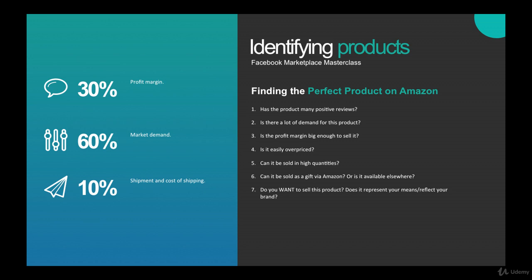So I want to give you 7 questions that I want you to answer. I want you to ask yourself these questions. And if you answer these questions, you will definitely have a very good outline to find proper products on Amazon.